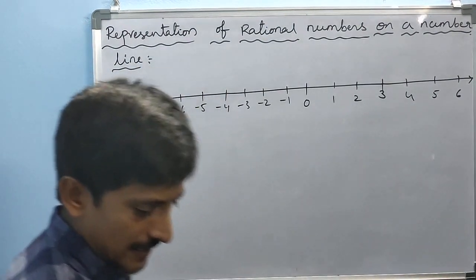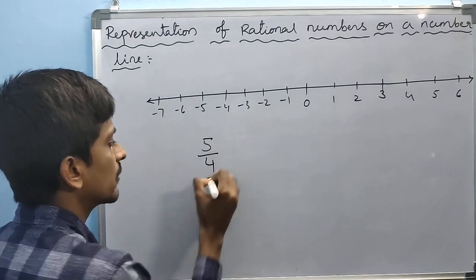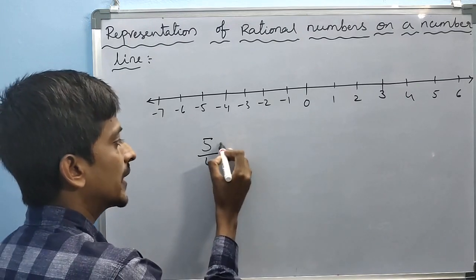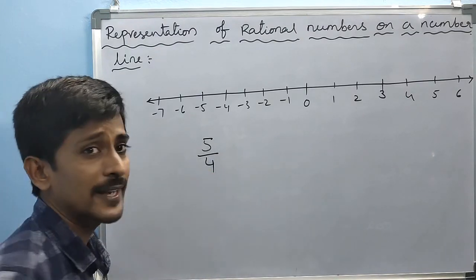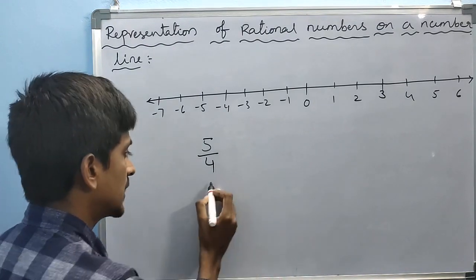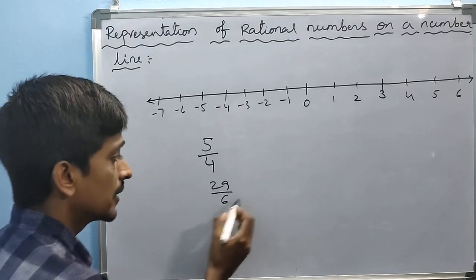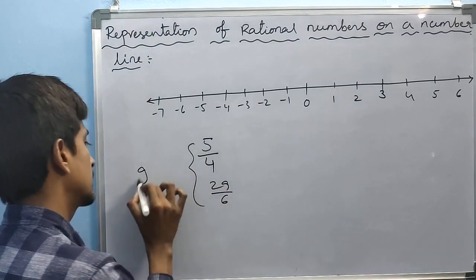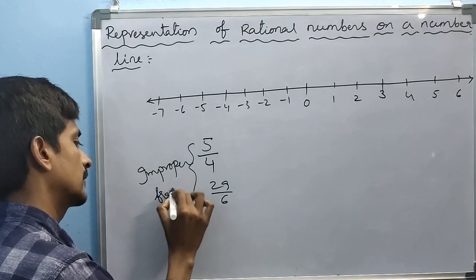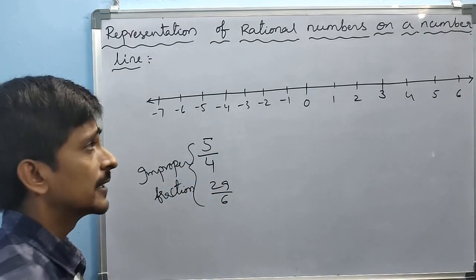So, how to find the improper fractions, for example, 5 by 4. 5 by 4 is an improper fraction because the numerator is bigger, the denominator is smaller. For example, 29 by 6. 29 by 6 is also an improper fraction. This improper fraction, how to find on the number line?